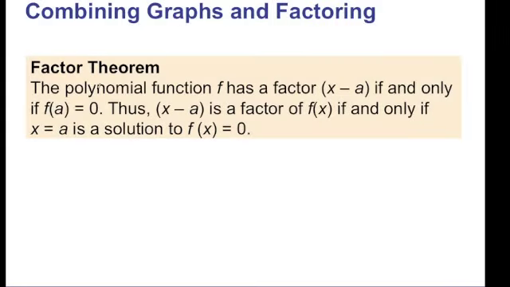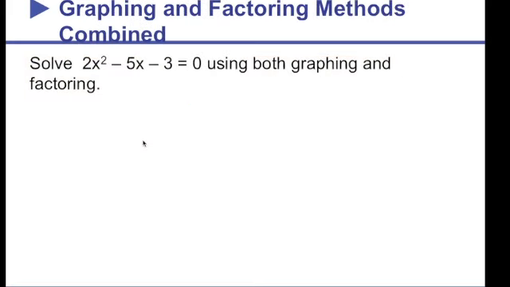We're going to combine graphs and factoring. The factor theorem says a polynomial function f(x) has a factor x minus a if and only if f(a) equals 0. Thus, x minus a is a factor of f(x) if and only if a is a solution to f(x) equals 0. They ask us here to solve 2x squared minus 5x minus 3 equals 0 using both graphing and factoring methods.